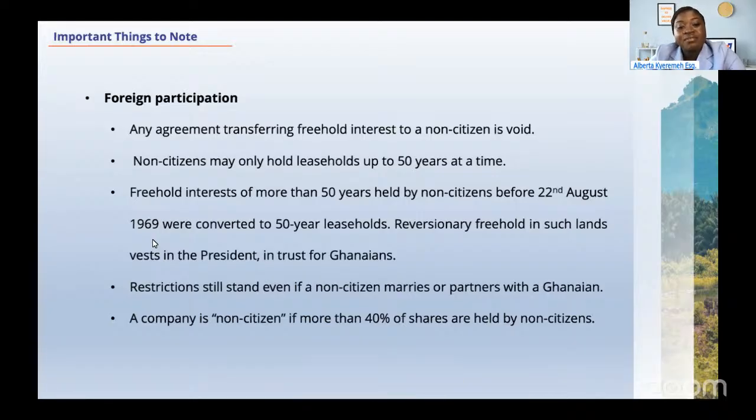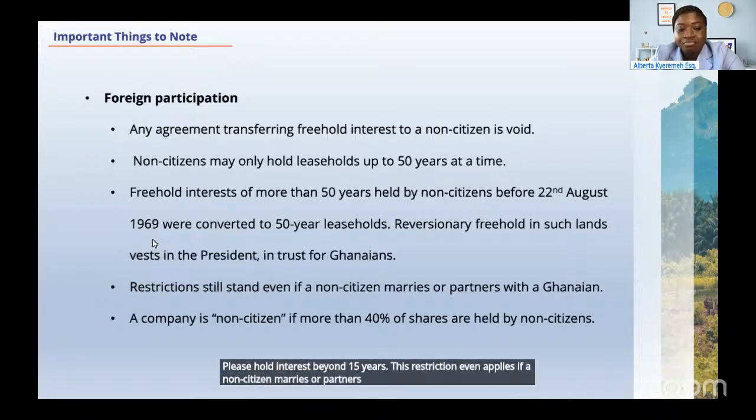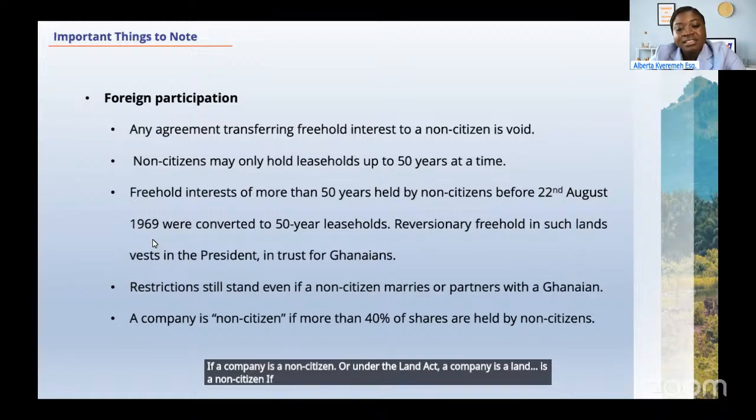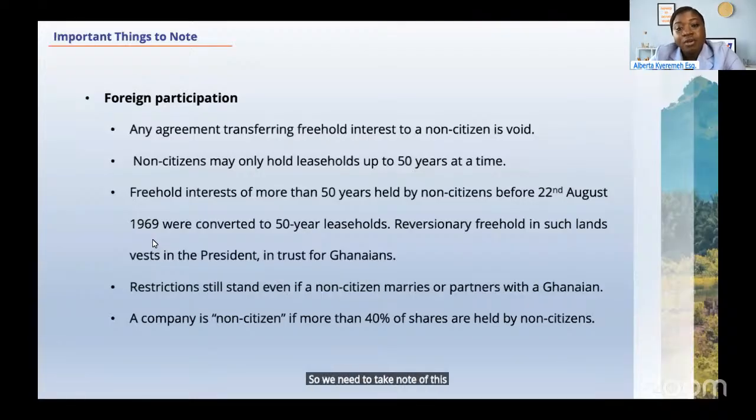This restriction even applies if a non-citizen marries or partners with a Ghanaian. Under the Land Act, a company is a non-citizen if more than 40% of the shares of the company are held by non-citizens. So we need to take note of this if you are a foreigner or your company is a foreign company and you are acquiring a land. Scrutinize your documents and make sure that what is given to you complies with the law.